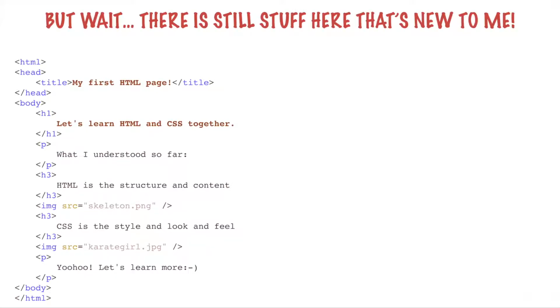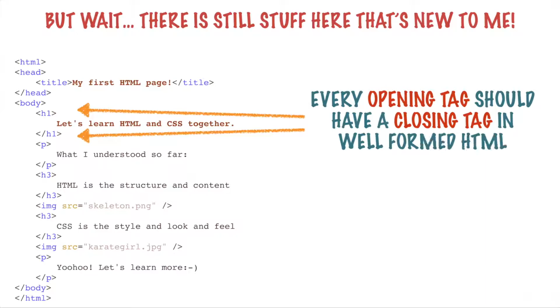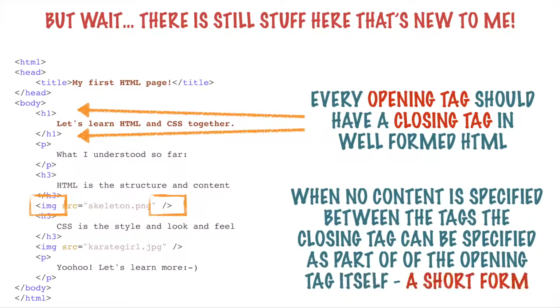Well, we are done with our superficial examination of this HTML. But wait, there's still some stuff here that's new and worth discussing. So let's dot those I's and cross those T's before we move on. We have already discussed well-formed HTML and how well-formed HTML requires that every opening tag should have a closing tag. Again, remember to write well-formed HTML even if your browser is able to interpret badly formed HTML. It's in your own interest to do so.